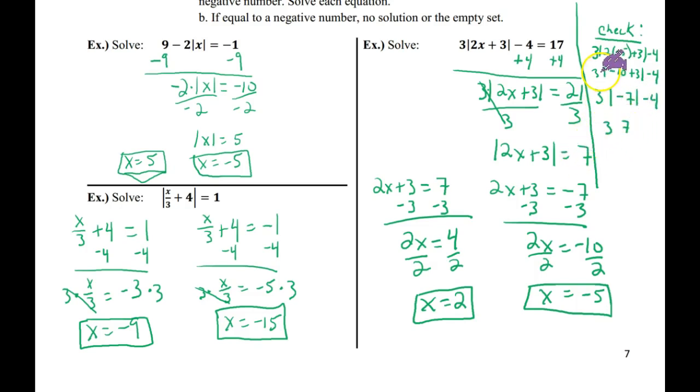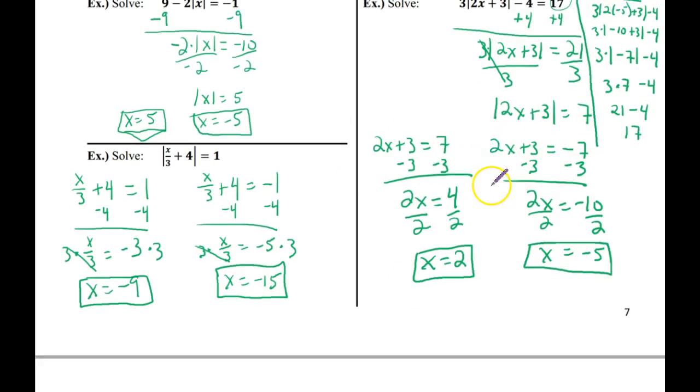And remember, this 3 next to the absolute value here is multiply. So this is still multiply. And I do 3 times 7 to get 21. Subtract 4 and get 17, which is what it needed to equal. So you can always plug it back in and check to make sure you did it right.